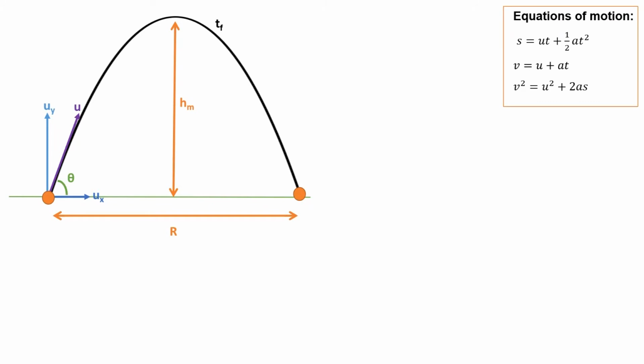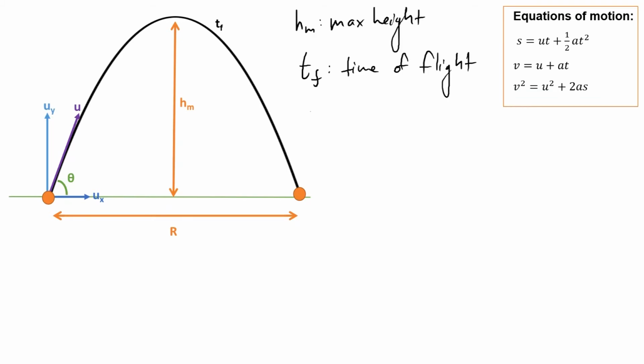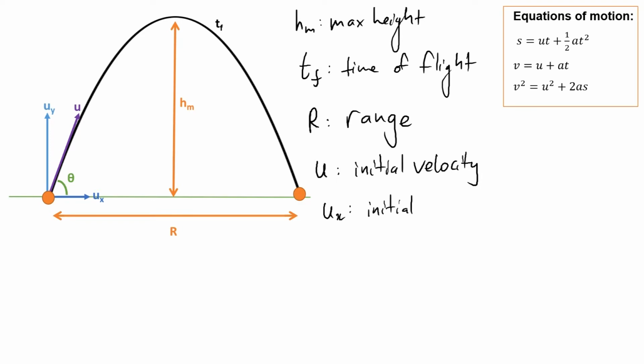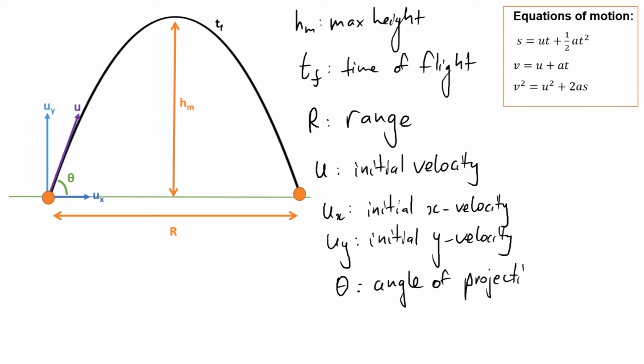So here we just have a number of examples of possible variables that are either given or asked for. Examples here are hm being the maximum height, tf the time of flight, r the range in the x direction, u the initial velocity, ux the initial velocity in the x direction, uy the initial y velocity, and theta the angle of the projectile. So any of these could be given and any of these could be asked for in a projectile motion question.